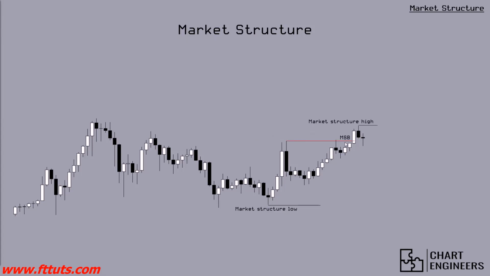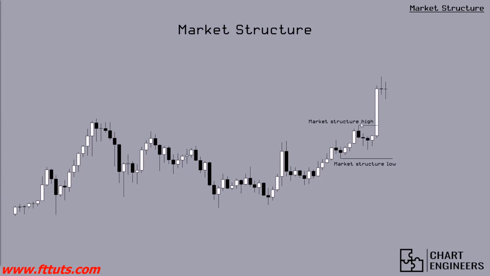As we see, market structure break, and now we need to find our new market structure low. So our new market structure low is simply going to be the low that created that high, which would be this candle here. So again, we're still in this uptrend, so now we'd expect the market to retrace down before putting in a new higher high again.